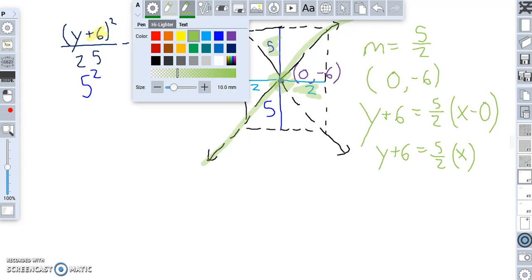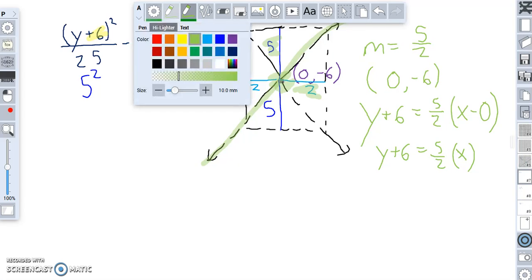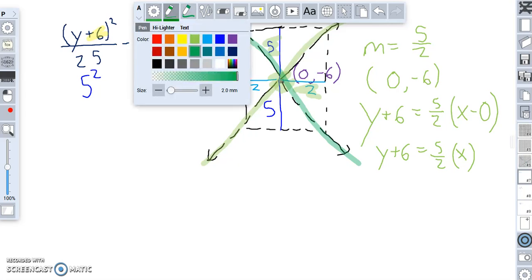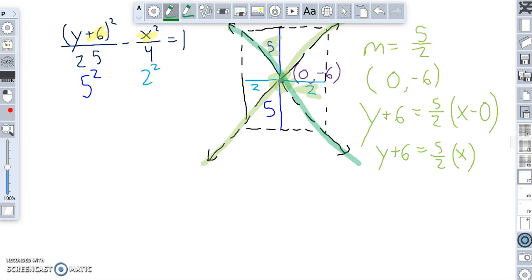And the other one, this asymptote, is going to be the exact same deal, except it's going to be a -5/2 slope. It's the same line, but just in the negative direction. So it's going to have this equation. That was 2 minutes to find the asymptotes, not bad.